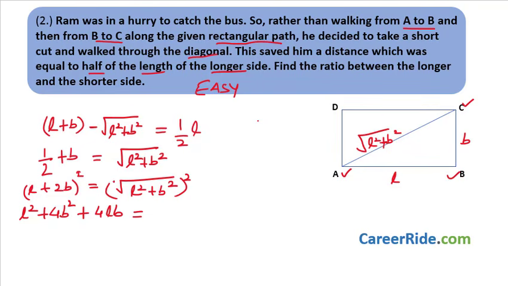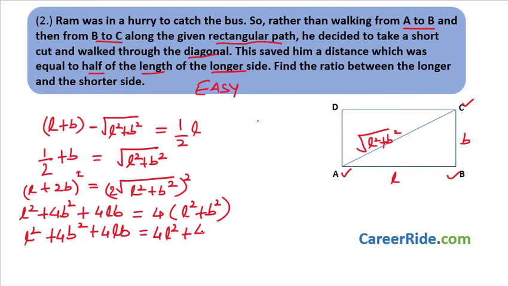We already know it, right? So, we have squared 2 here, so this becomes 4 times L square plus B square, right? So, now this is L square plus 4B square plus 4LB is equal to 4L square plus 4B square. Cancelling 4B square from both the sides, what do we get? 4LB is equal to 3L square, isn't it? Now, L gets cancelled here. So, what do we get? We get 4B is equal to 3L.